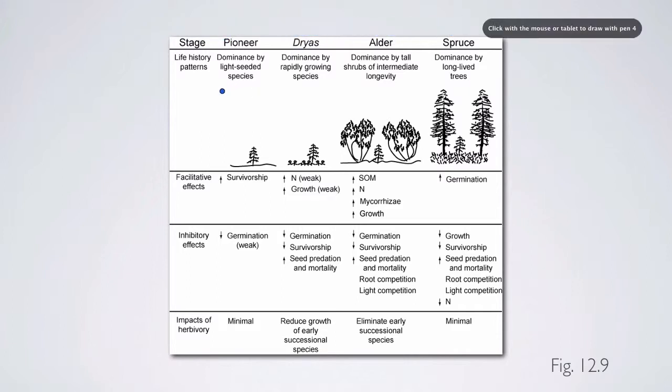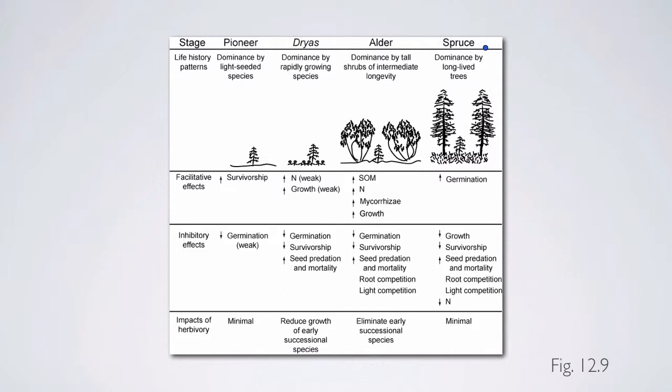The pioneer stage is dominated by light-seeded species. So these are the first species to disperse into an area. And then Dryas is a shrub, but grows relatively quickly. Still, it's relatively short-statured. The alder stage: alder fixes nitrogen, and alders dominate this area in the intermediate term and really build up the soil organic matter and the nitrogen in the soils.